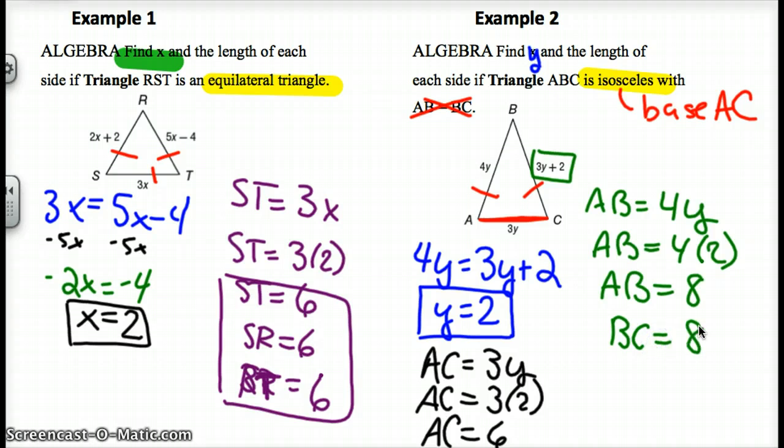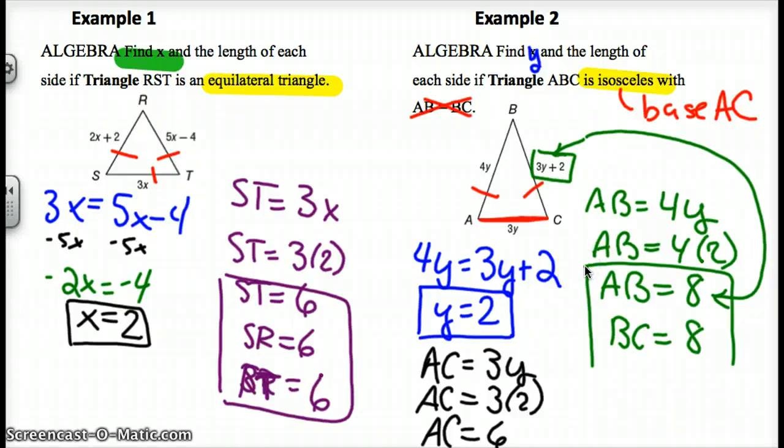If I wanted to, I could do a double checker here, and I could plug my 2 in there and say, is that going to get me 8? And it is. 3 times 2 is 6, plus 2 is 8. So that's kind of my double checker. There's ways to make sure you're getting the right answer. So I need to box in. I'm finding all of the sides. I'm looking for these 2 sides, and I needed to find that side as well.